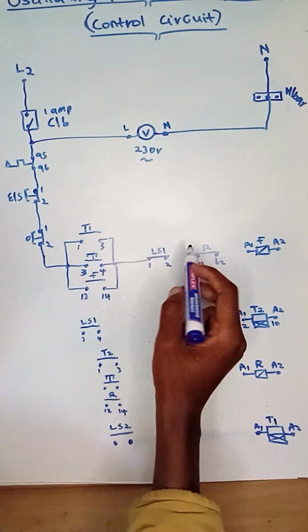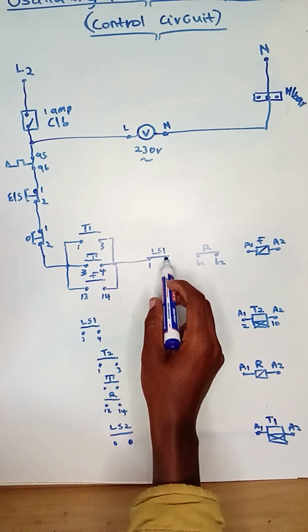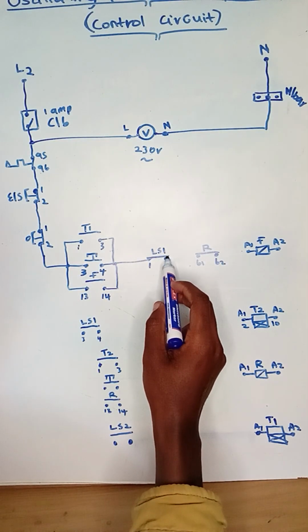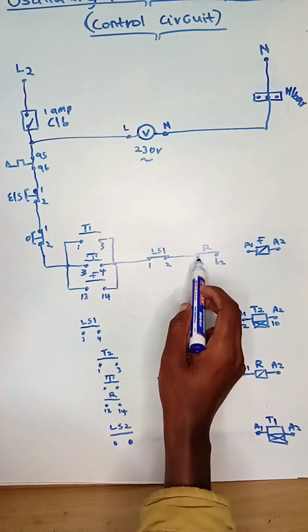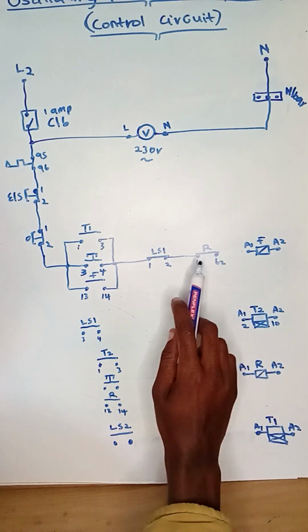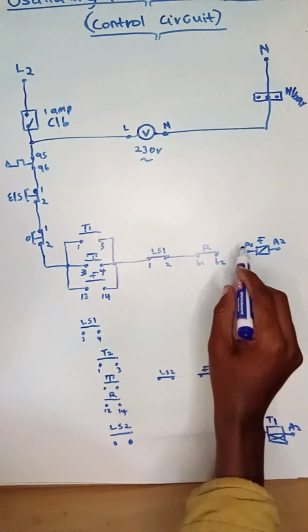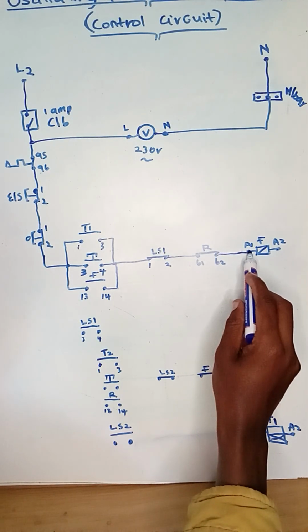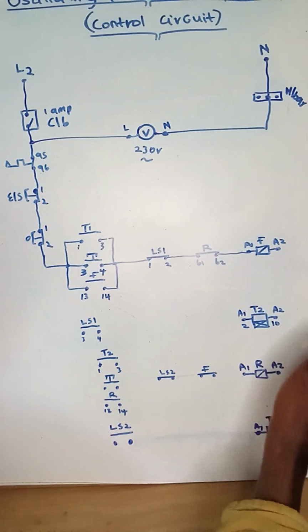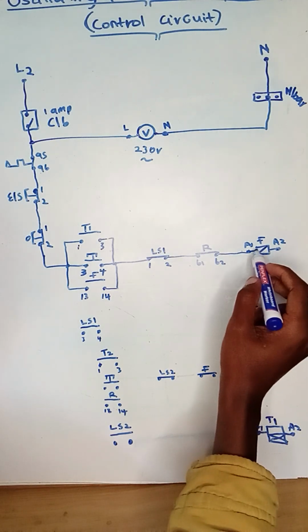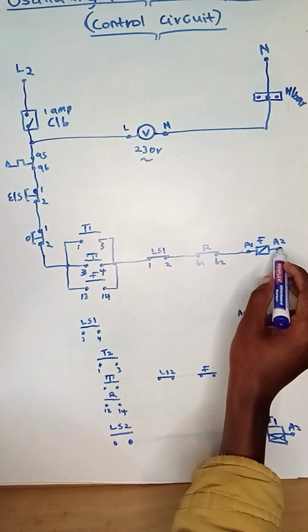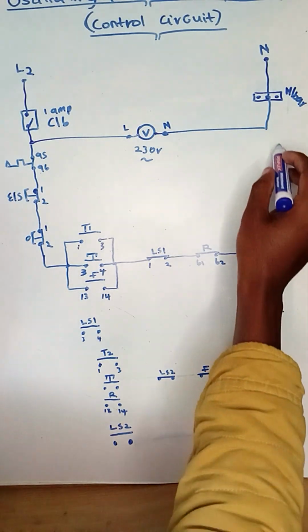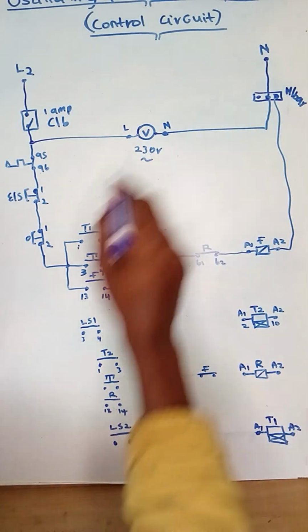So from the normally closed contact of the limit switch, the out point, which is 2, will go to the in point of the interlock of reverse, which is 61, and out point 62 will go to the in point of the coil of forward, A1. And then A2, which is our neutral, will be connected to neutral.